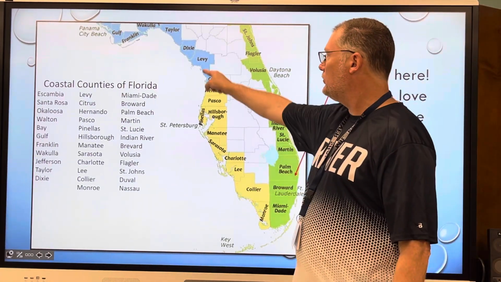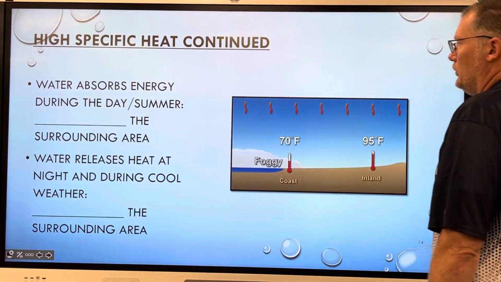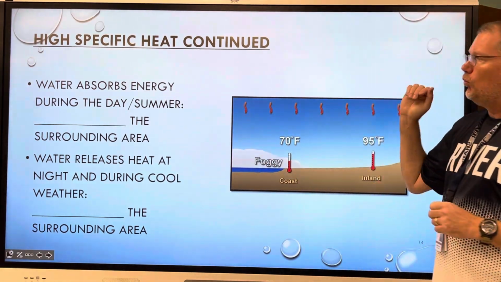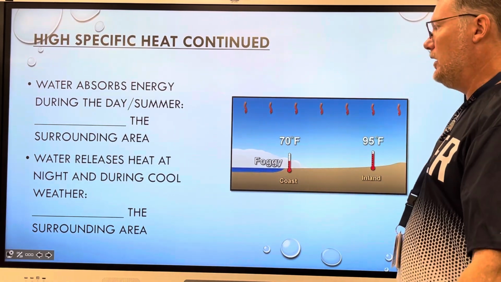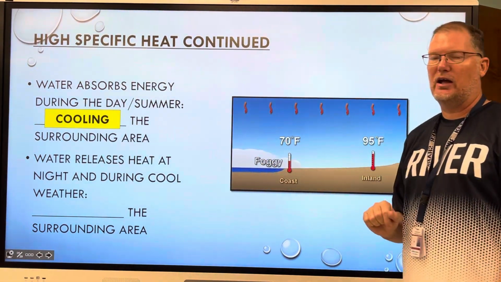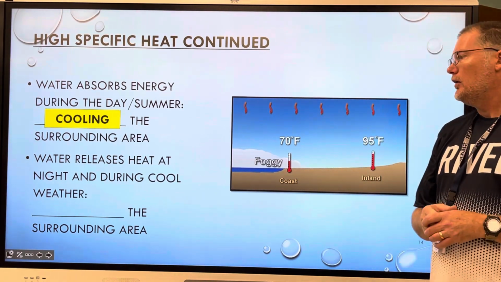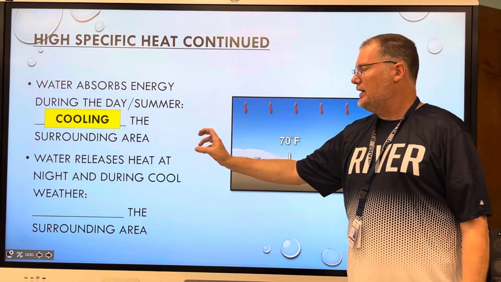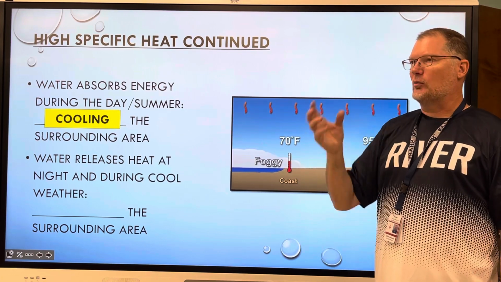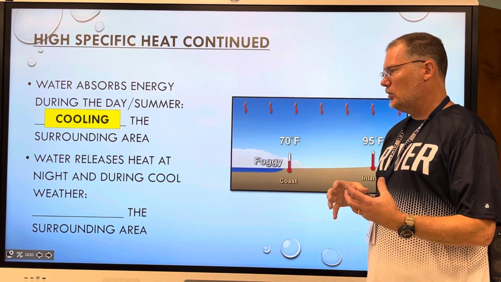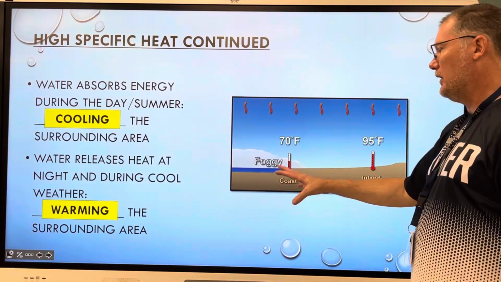And that's why the beaches are the most popular places. The shoreline is the most popular place, and this is one of the reasons why. Water absorbs energy during the day, particularly during the summer, and it cools the surrounding area. Because water can hold on to a lot of energy once it's heated up, it releases that heat at night and during cool weather. So in the summer it's absorbing heat, and in the winter it's releasing heat, regulating those temperatures, warming the surrounding area.